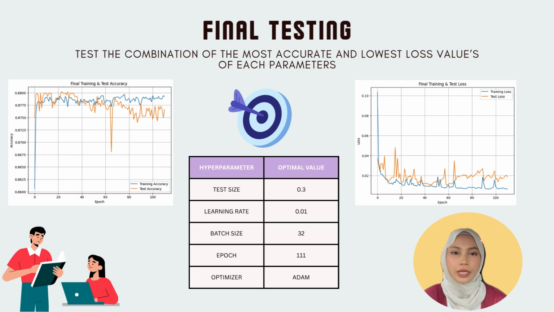Here we show the training and test accuracy over epochs. Both curves remain consistently high, with the test accuracy closely tracking the training accuracy. This indicates that the model generalizes well and is not overfitting.